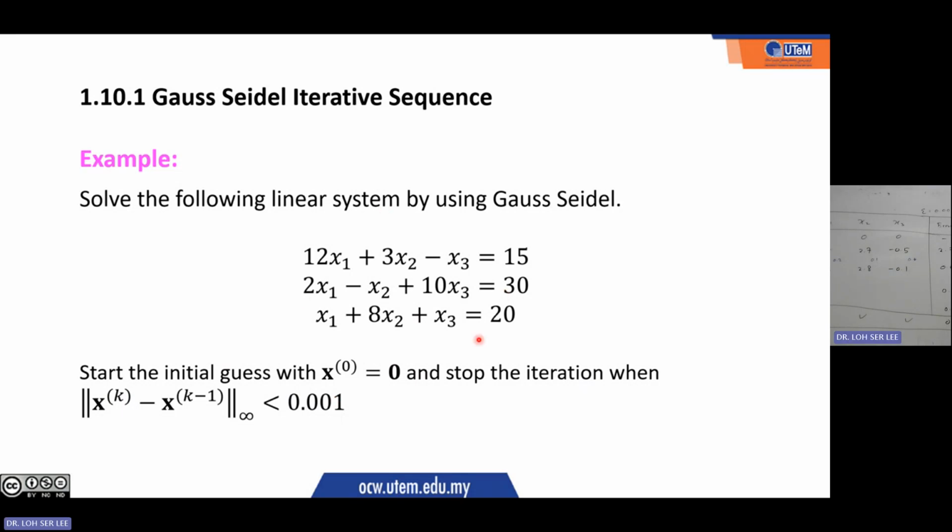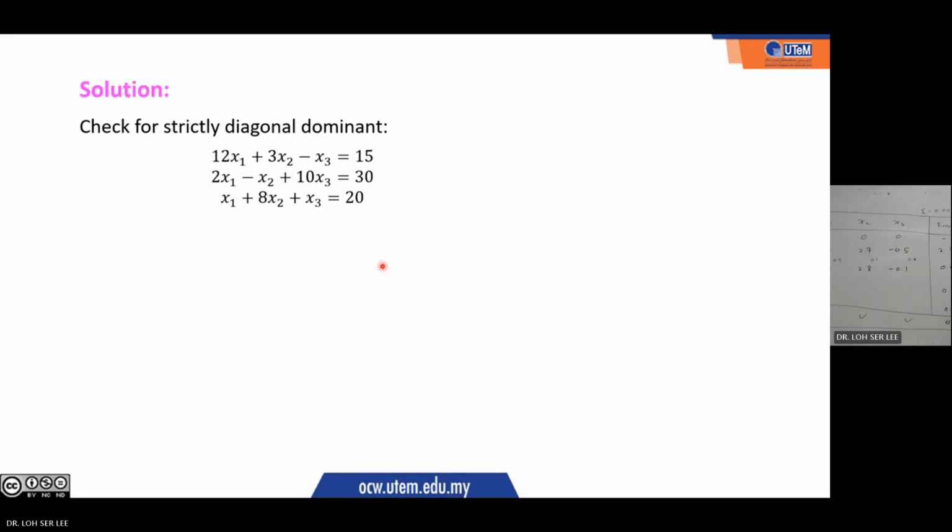Okay, so from here, we will check for the strictly diagonally dominant criteria. So 12 is greater than 4, right? 1 is greater than 12, correct? No, that means this does not satisfy the criteria. So we try to swap.